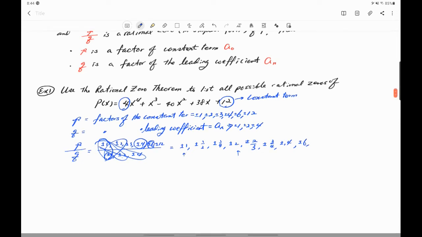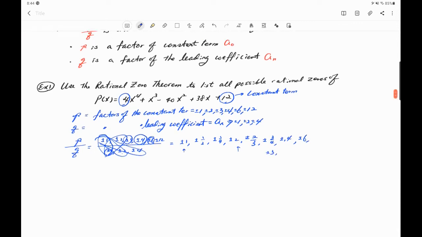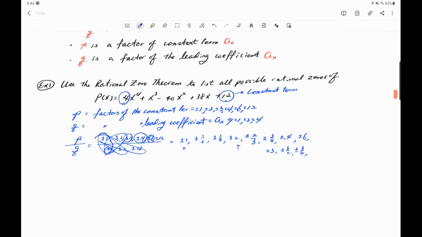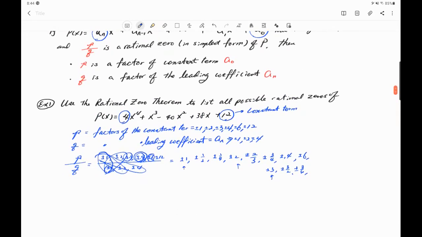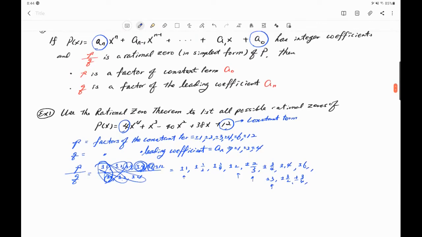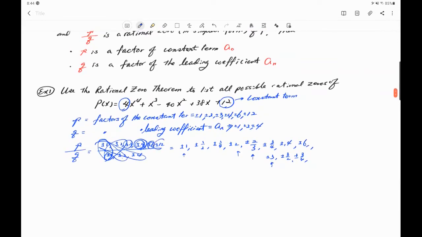I think I skipped 3, right? I skipped 3. Okay, let's try plus or minus 3. There's so many. So 3 over 2, plus or minus 3 over 2. And then 3 over 4, plus or minus 3 over 4. And then 4, we got 4. And 4 over 2, we already did. 4 over 4 is 1, already did. And then 6 over 1 here. And 6 over 2 is 3, it's already here. And then 6 over 4 is 3 over 2, it's already here. And then the last one, 12.